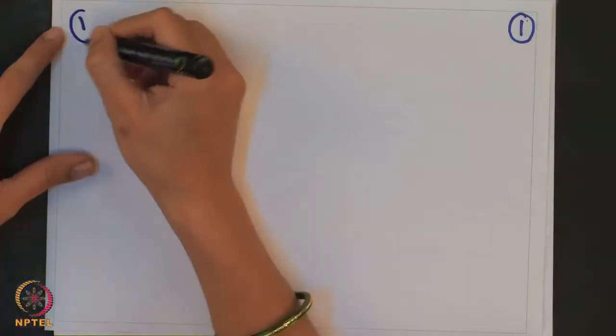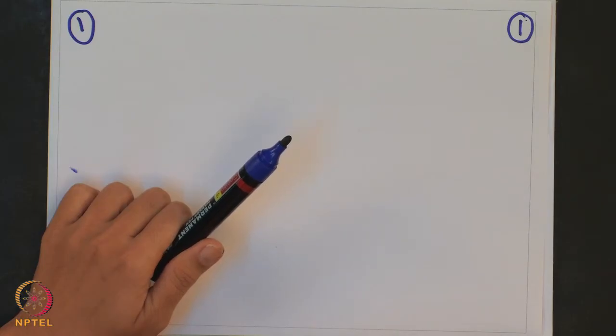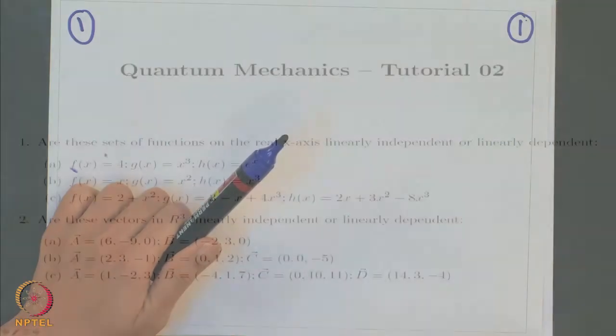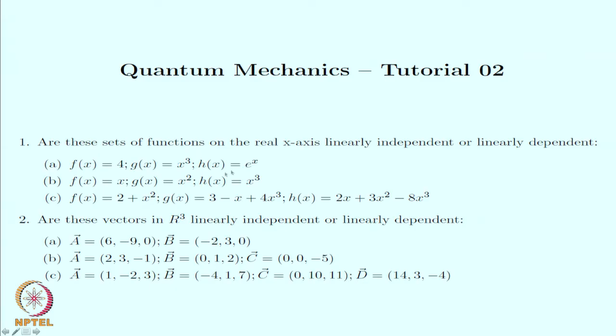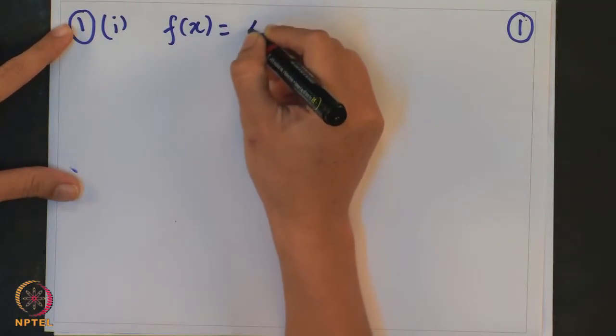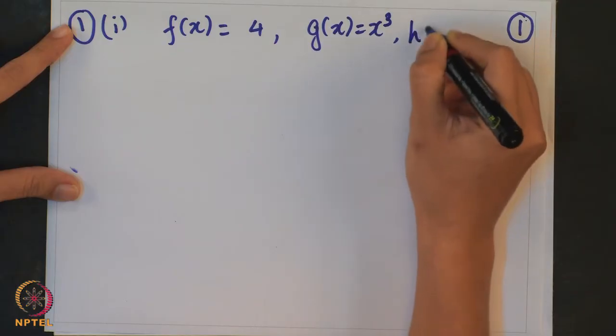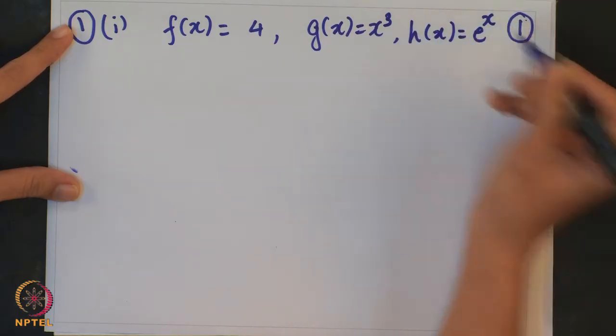The first problem is very simple. Just to recap, we will start solving the first set, which has 3 subsets, and you have to find out whether these functions are linearly independent or linearly dependent. So from the first problem, 3 functions are given to you: f of x is 4, g of x is x cube, and h of x is e raised to x.